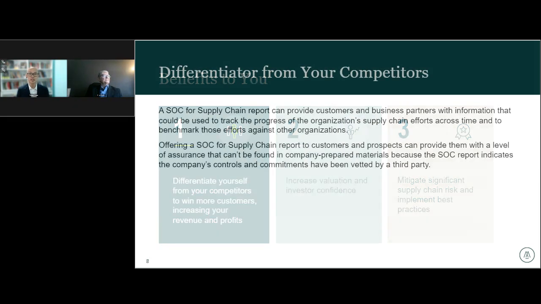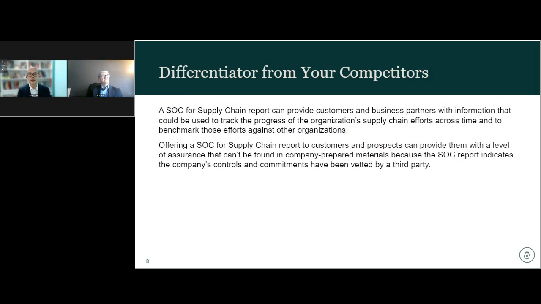The first one, as we mentioned, is differentiate yourself from your competitors, right? There's a number of competition out there, and for you to be able to differentiate yourselves, some people actually put the SOC 3 report onto their website as a public declaration that the AICPA board, which is the governing board of the SOC supply chain, has already certified and tested that you as an organization have already passed the SOC for supply chain examination.